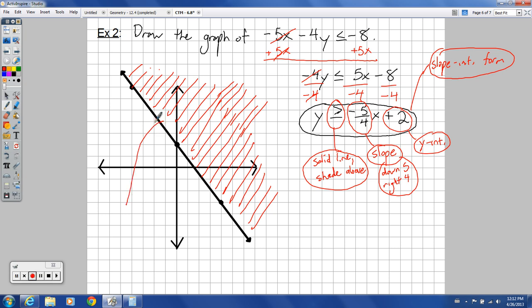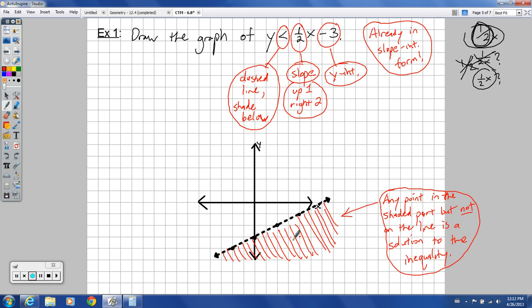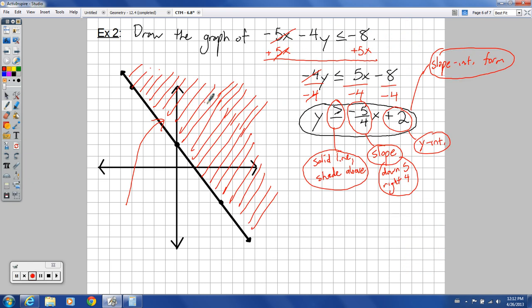And to talk about the solutions here, just like before, any point in the shaded part was a solution to the inequality, but not on the line because it was hidden. Here it's the same idea. Any point in the shaded part is a solution, but because the line is solid, you could also be right on the line. Those would be acceptable solutions as well in this case. So any value in the shaded part or on the line.